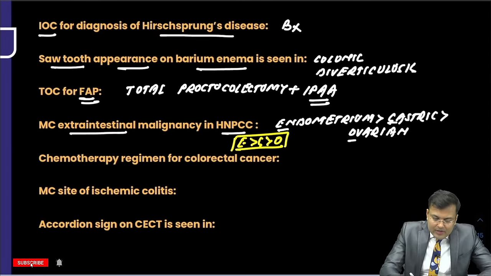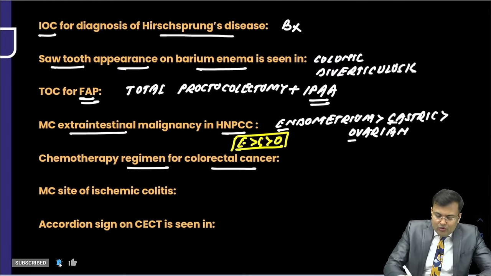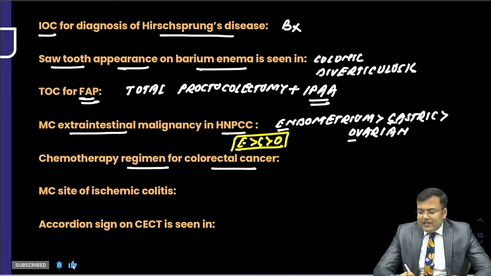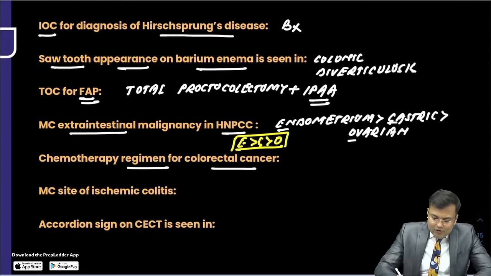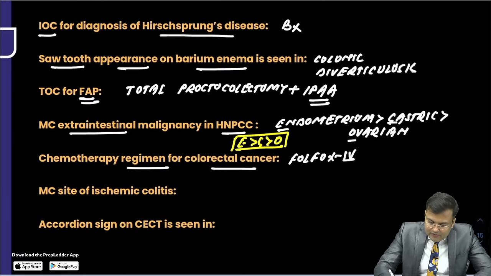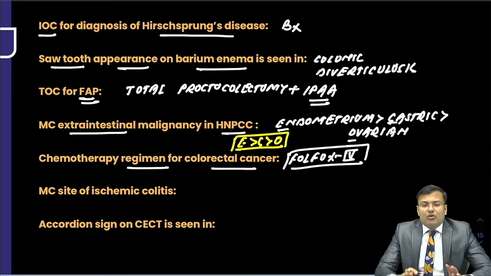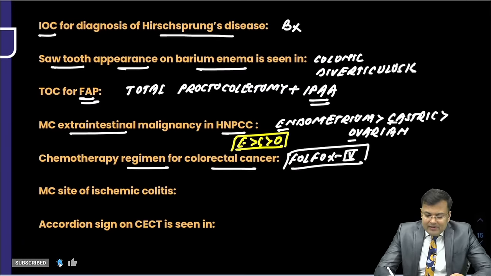Next question. What is the chemotherapy regimen for colorectal cancer? Very good, Medha Jain. It is FOLFOX4. You can't believe the maximum number of questions will be from these topics only, because these are high yield topics taken from FMGE, INI-CET, NEET PG. So the chemotherapy regimen is FOLFOX4.